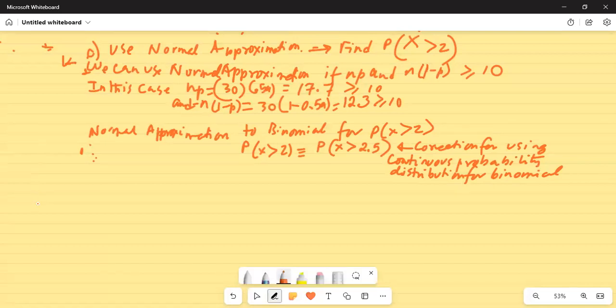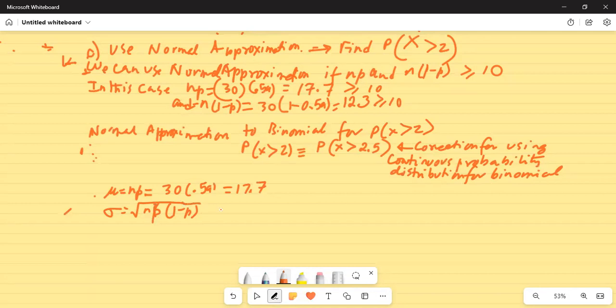So the mean mu is equal to n times p, which is 30 multiplied by 0.59, that is 17.7. And sigma, which is the standard deviation, is the square root of n times p times 1 minus p.